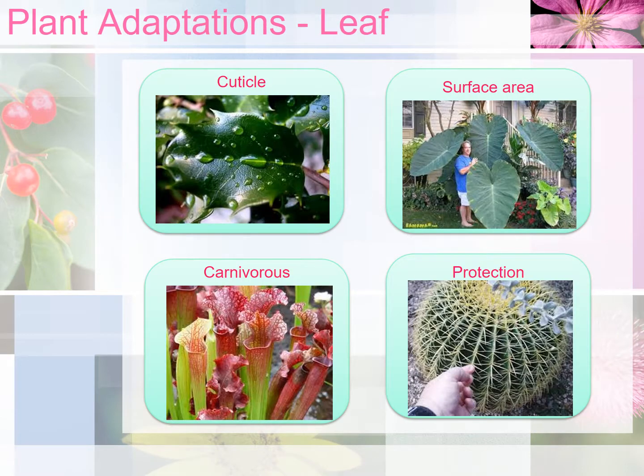All right, so let's look at some plant adaptations. We have the cuticle that protects the leaves from getting too wet. Then we have surface area. The leaves can grow very large, so they can make large amounts of sugar, or they can be very small. We have carnivorous plants that supplement their food by eating bugs, such as this Venus flytrap. And then we have protection. Plants will protect themselves, such as this cactus.